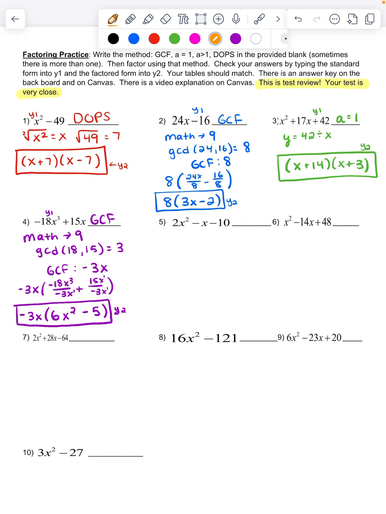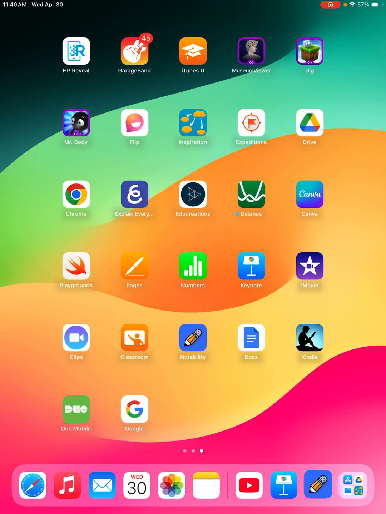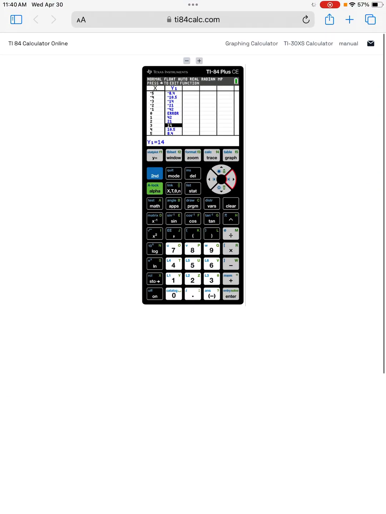Number 5 is a trinomial, but the leading coefficient is not 1. So this is going to be an a is greater than 1 problem. To do a is greater than 1, the first thing we do is a times c. So the first number times the last number, which is negative 20. And then I'm going to go to the y equal screen and do negative 20 divided by x. So basically I'm looking to find two numbers that add to negative 1.